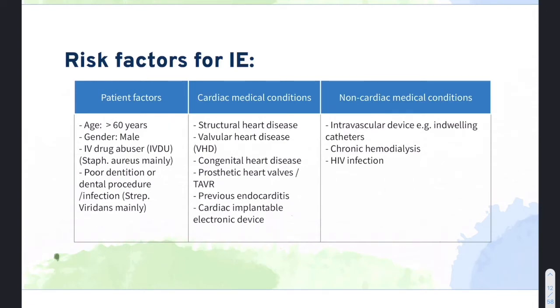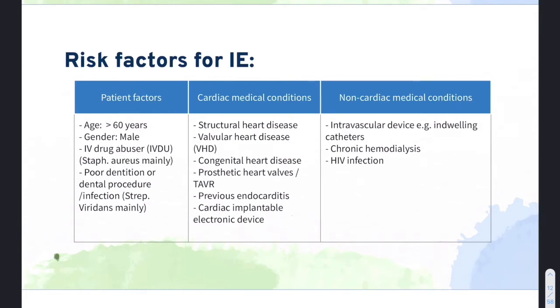For non-cardiac medical conditions: intravascular devices, indwelling catheters, and chronic hemodialysis. In chronic hemodialysis, frequent use of a catheter or insertion of needles is required to access the bloodstream, so it actually introduces the normal flora of the skin, or organisms from outside the body, into the bloodstream. Also HIV infection, where there is decreased immunity.